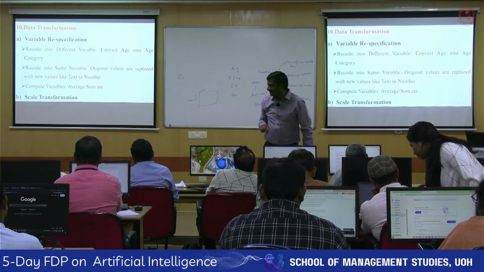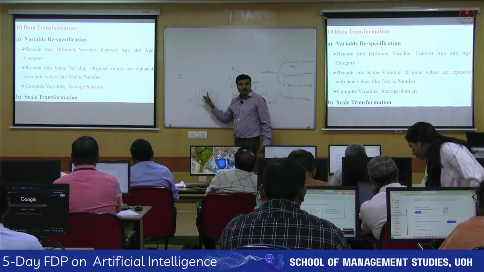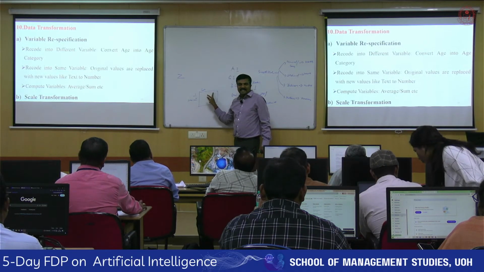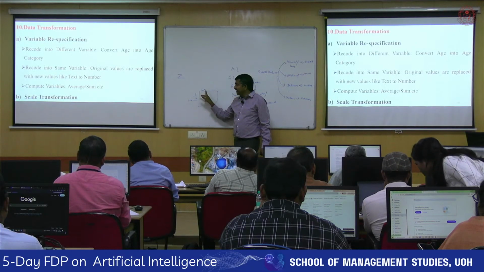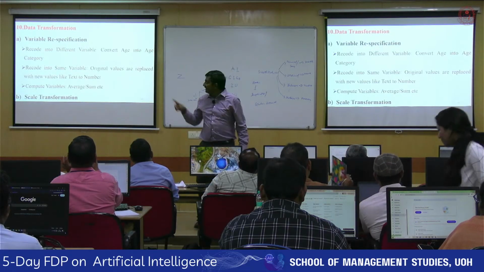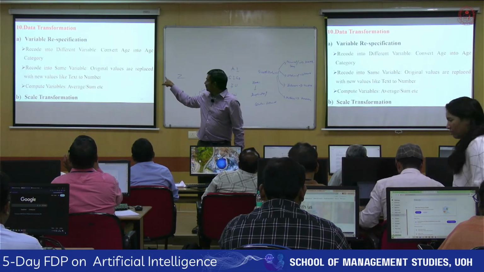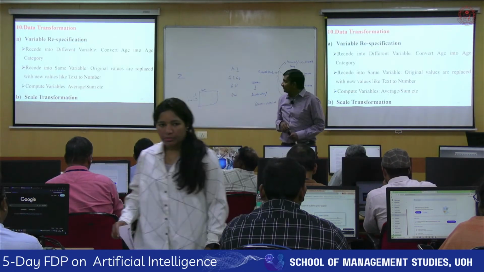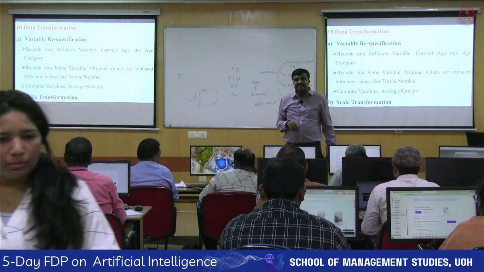Age is given as numbers. For example, the first response is given 20, 30 like that. I am converting less than 30 into 1. Like that I am converting numerical data into category data. That is called recoding into a different variable. The second one is recoding into the same variable.